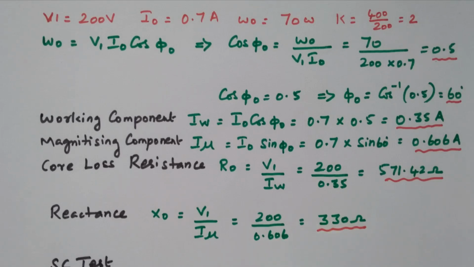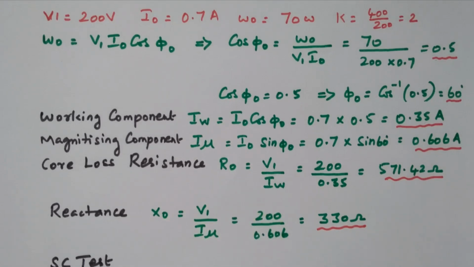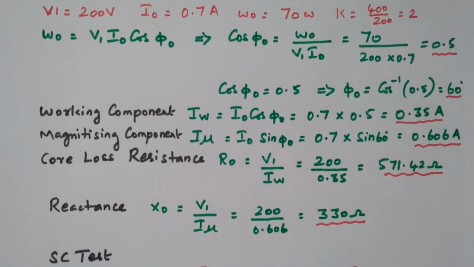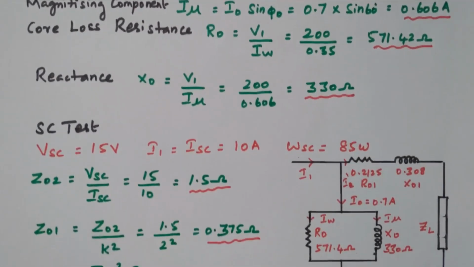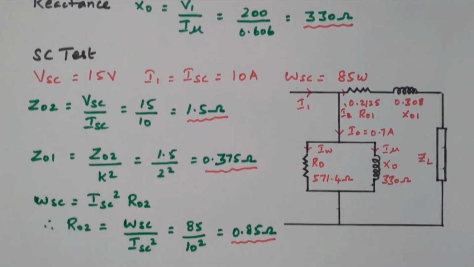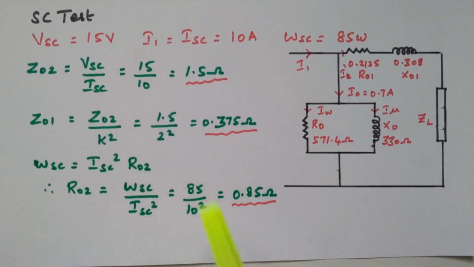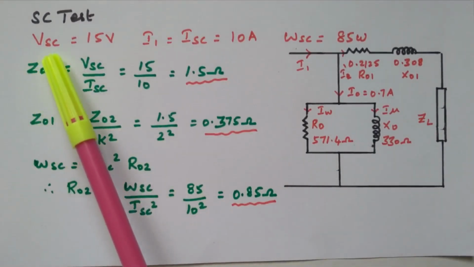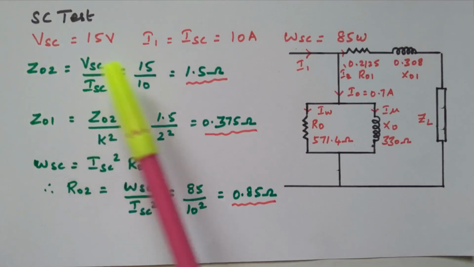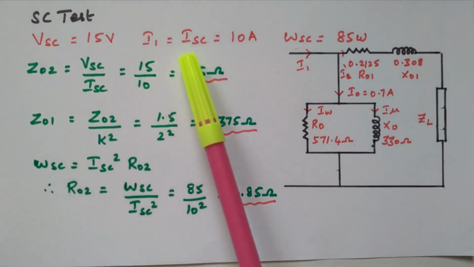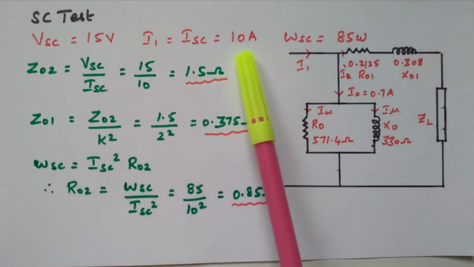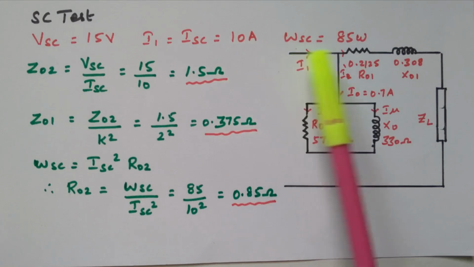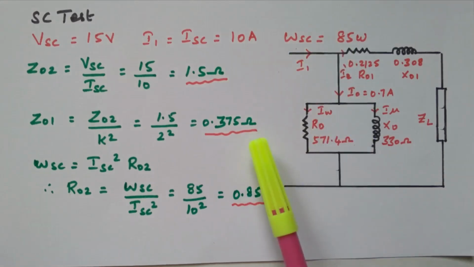Now we calculated all 4 parameters Iw, I mu, R0 and X0. So that we can draw the equivalent circuit for the open circuit test. Now we will go to the short circuit test, the AC test. So the secondary short circuit voltage is given as 15 volt. The secondary current I1 equal to Isc equal to 10 ampere. This is the short circuit current. When short circuited, the current flowing, then the short circuit power equals 85 watts.